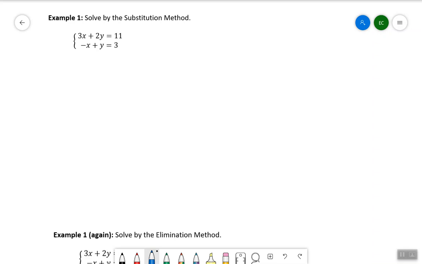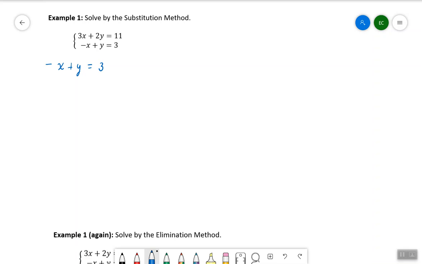Which equation should we start with? Well, really it doesn't matter, but if you started with the first equation and solved for either x or y, you would wind up with fractions in your answer. And that would make things a little more complicated. So let's use the second equation instead. Since the coefficient on x is negative 1 and the coefficient on y is 1, solving for either variable would be relatively easy and would give us a result that doesn't have fractions in it. So let's start out with the second equation, negative x plus y equals 3.